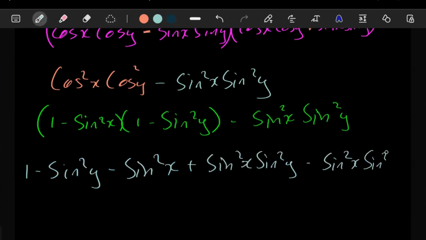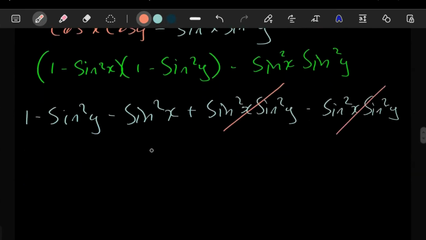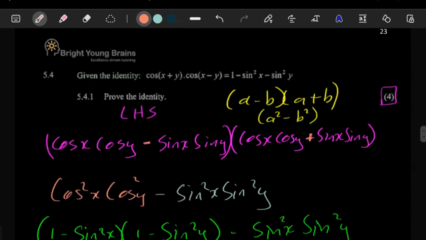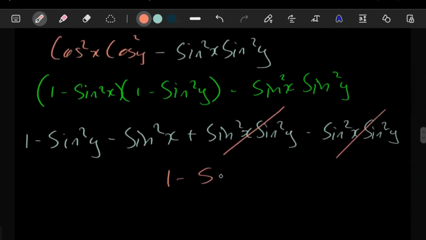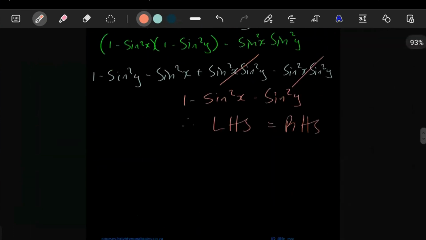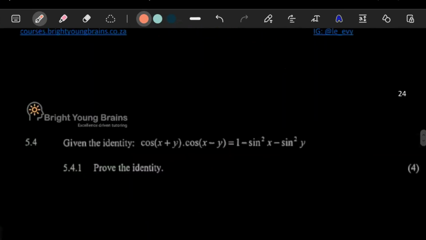So the idea is, fortunately, these are like terms. So ka-ching, and then you have 1 minus sine squared x, let's even start with the x as they did, and then this one here, minus sine squared y. There we go. Therefore, left-hand side is equal to the right-hand side. Nothing crazy, nothing major. Let us keep moving forward.